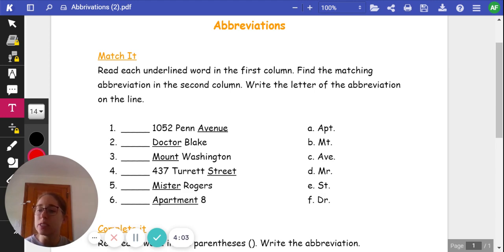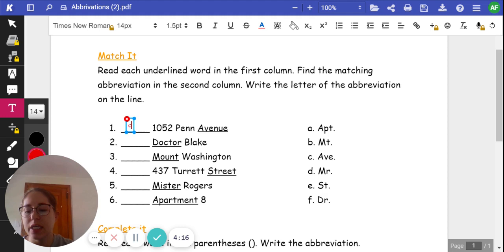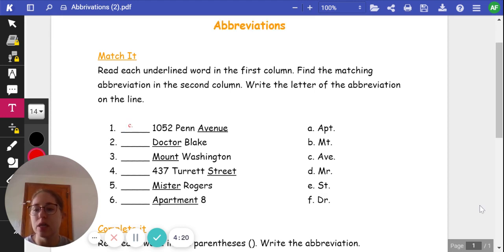Number 1 is an address. It is 1052 Penn Avenue. Avenue is underlined, so I am looking for the abbreviation for avenue. Look to the right, and I do see it. It is C, which is AVE period. So number 1 would be answer letter C.